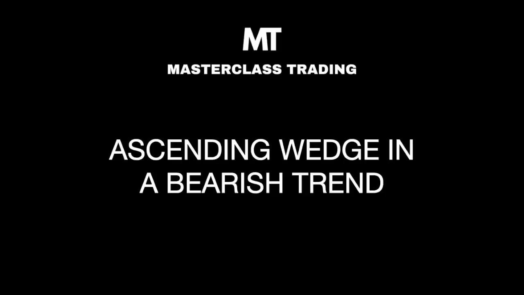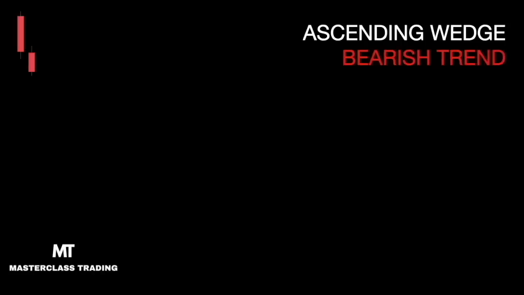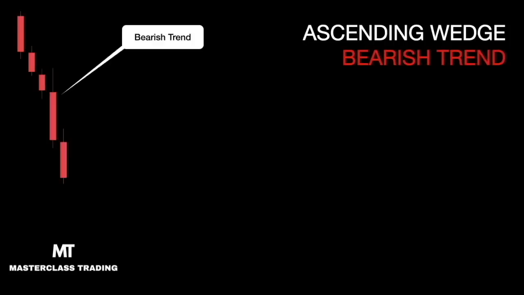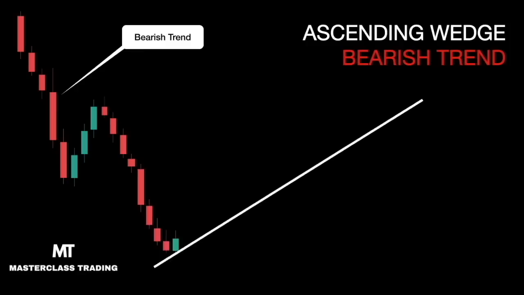Hello traders, today we are going to look at the ascending wedge found during a bearish trend. The ascending wedge, found in a bearish trend, represents a potential trend continuation to the downside. As we may see on the chart, price is moving in a downtrend, and eventually it starts to trend within a wedge, with price movements becoming smaller and smaller.